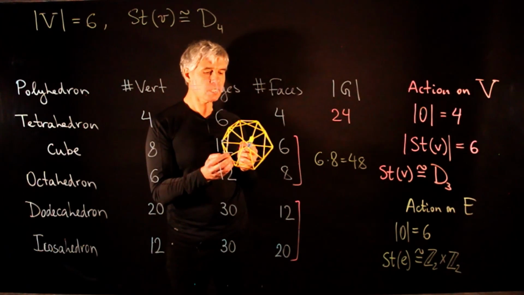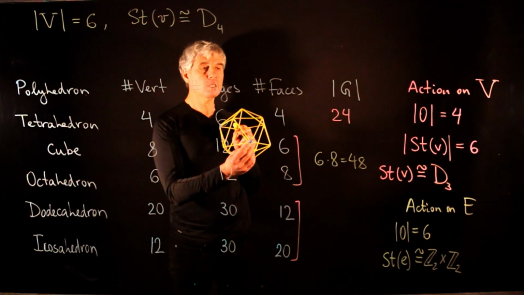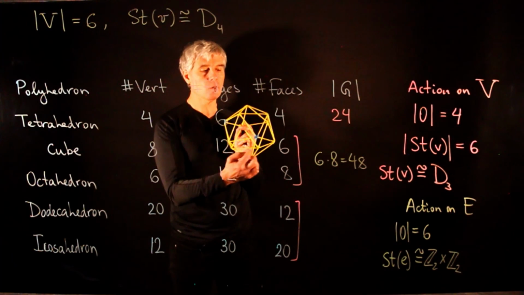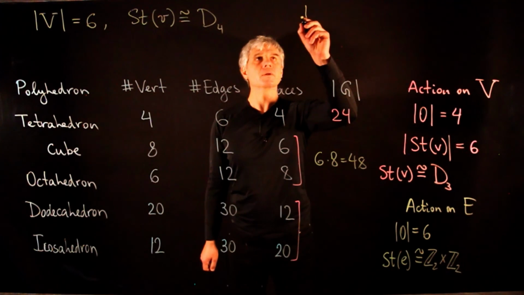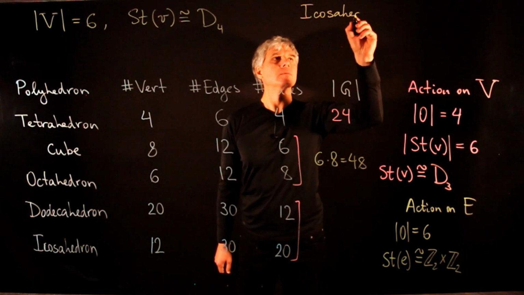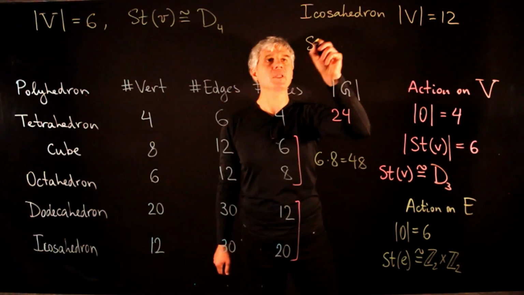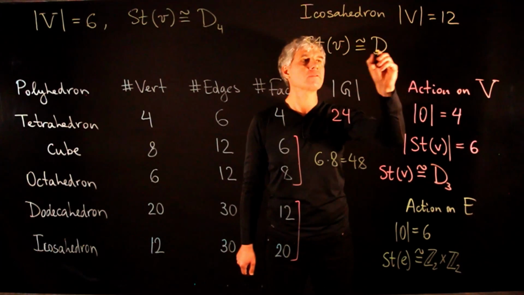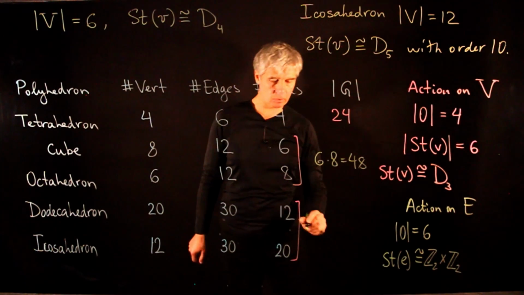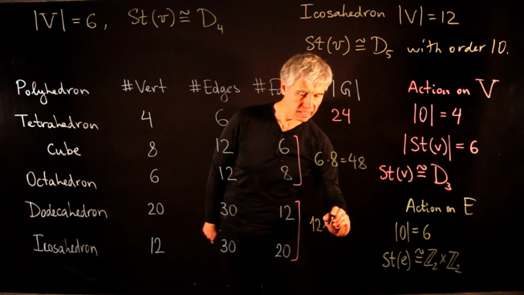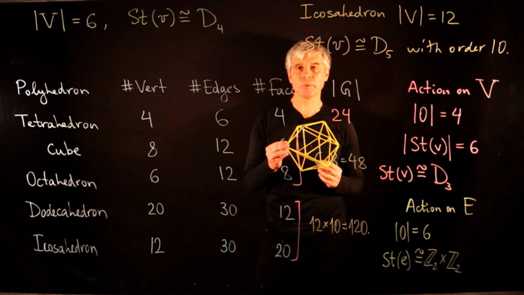And finally, for the icosahedron, the number of vertices is equal to 12, and the stabilizer of a vertex is isomorphic to D5. So here we see this pentagon, and we have 5 rotational symmetries around this vertex, and we have 5 reflections. So for the icosahedron, we have a transitive action on the set of vertices, and there are 12 vertices, and the stabilizer of a vertex is isomorphic to D5, with order 10. And so the order of the symmetry group is 12 times 10, which is 120. So we conclude that there are 120 symmetry transformations of the icosahedron.